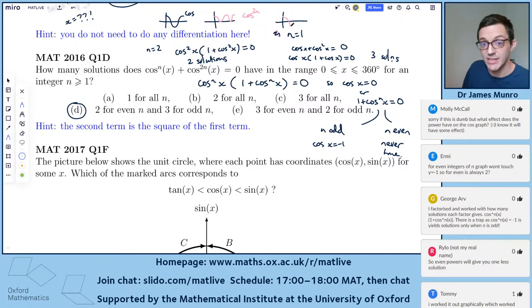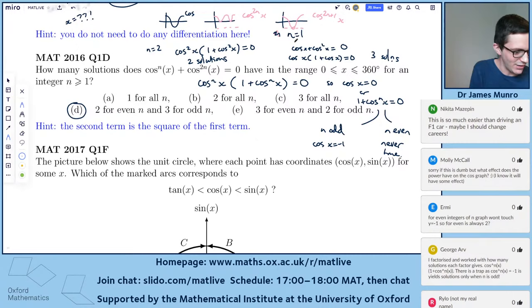Negative things to an odd power are negative. So it'll be a bit like this. 2n plus 1. I kind of regret using n in here. So even powers, it's like squaring. Things end up positive. Odd powers, negative numbers stay negative. So crucially, this one is never minus 1, and this one is sometimes minus 1. Okay.